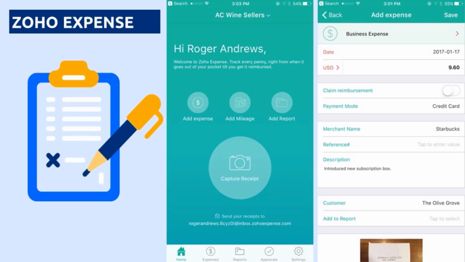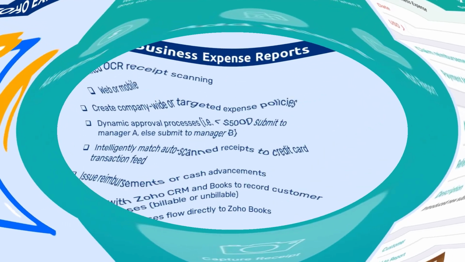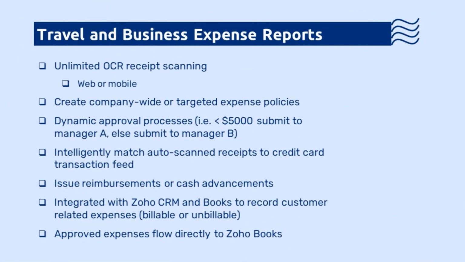So let's see what are some of the features that Zoho Expense offers. Zoho Expense offers you OCR scanning of receipts, which you can do through web, that means on your computer, as well as on mobile. Most of the companies where I've seen we have implemented Zoho Expense, they're using it on mobile because it is very convenient actually. You can enforce your company-wide expense policy.